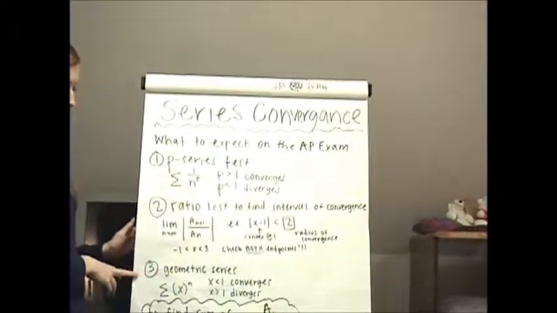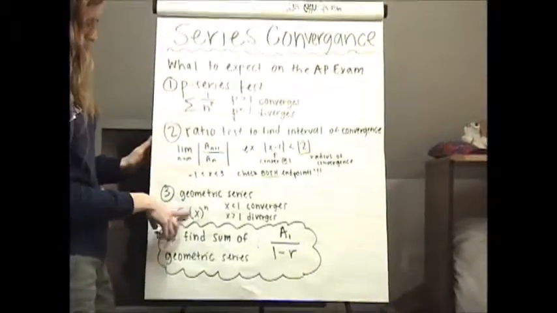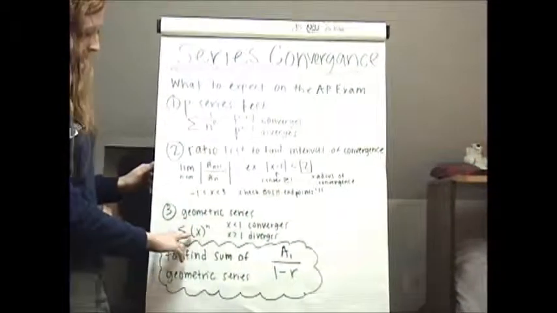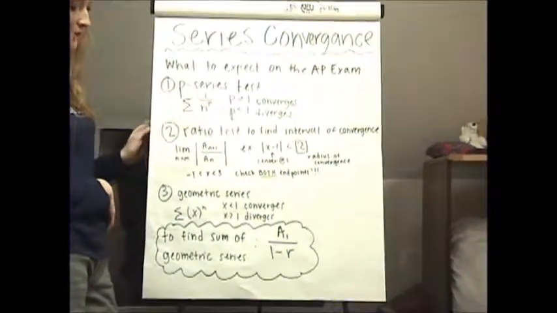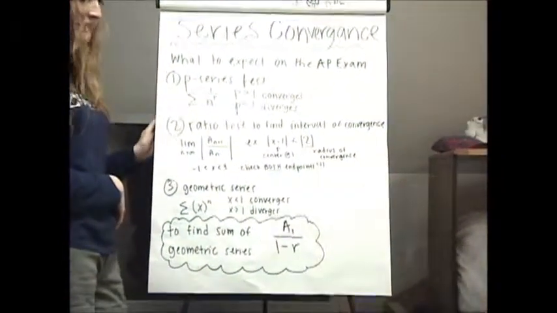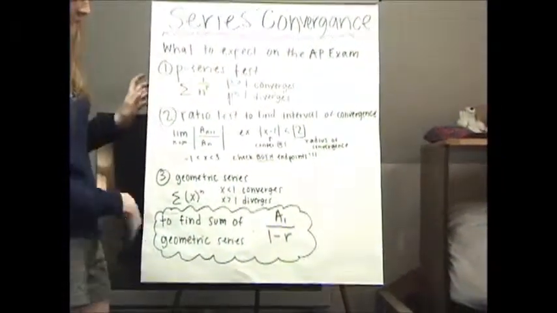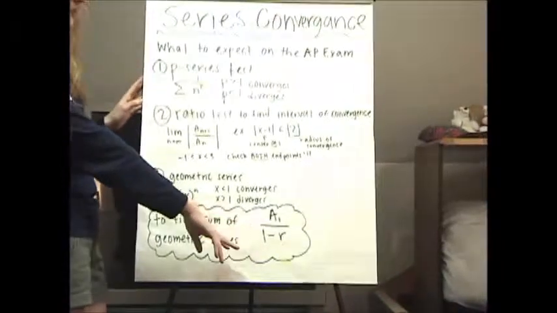The third thing is the geometric series, and it looks like an exponential function, x raised to the n. If x is less than 1, it converges, and if x is greater than 1, it diverges. To find the sum of the geometric series, you plug into the formula a sub 1 over 1 minus r.